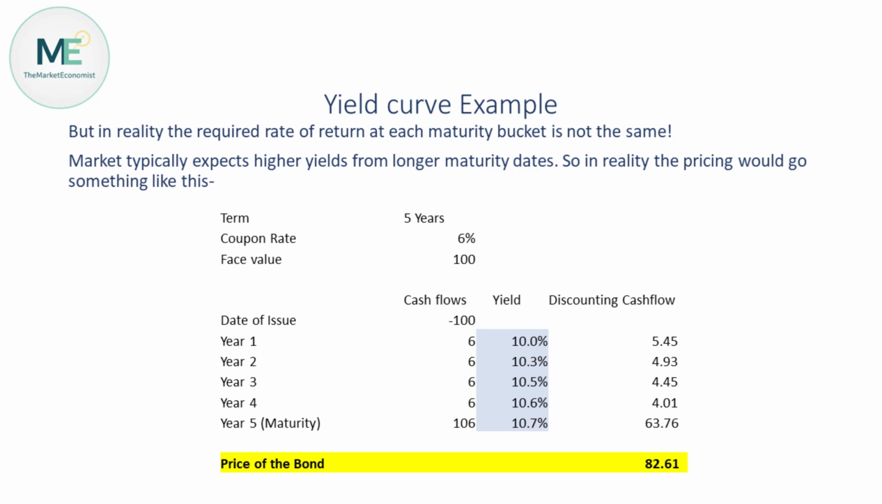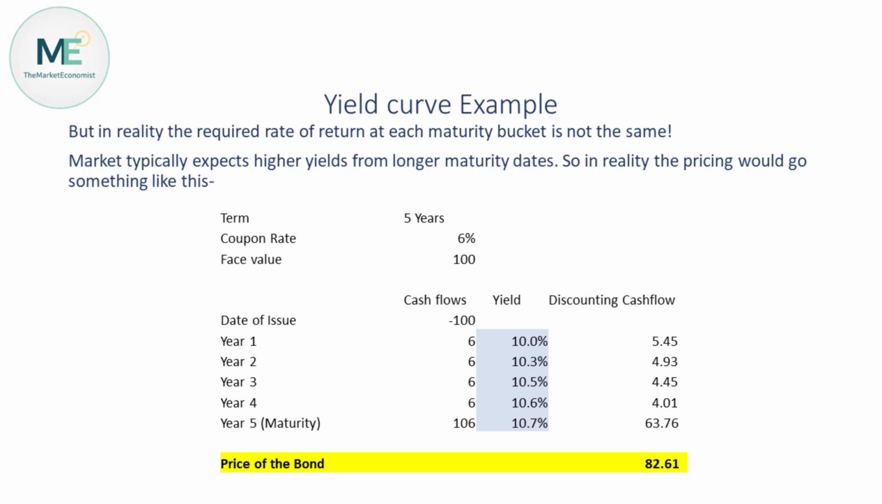So in reality, prices would go something like this. Here you see what I've done is the cash flows are exactly the same as that of the previous example, but here the discounting that we'll be using is different. At the end of the first year the discounting is 10%, at the end of the second year discounting is 10.3%, at the end of third year is 10.5%, and so on and so forth.